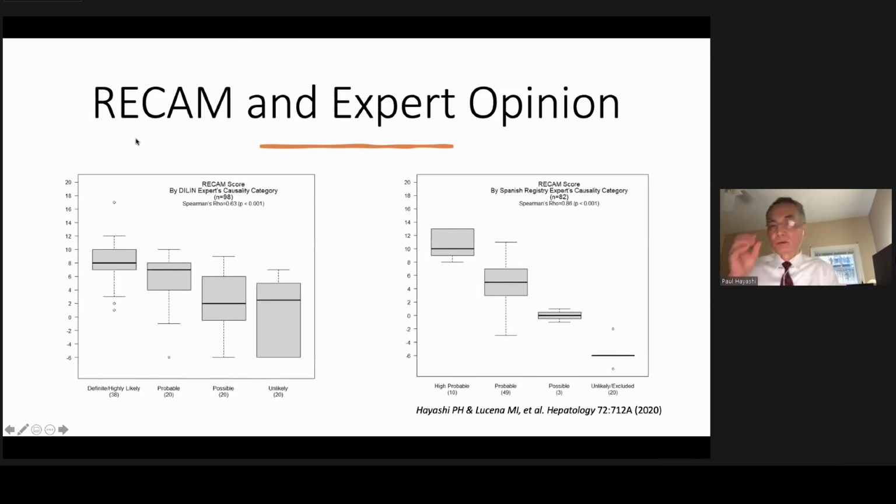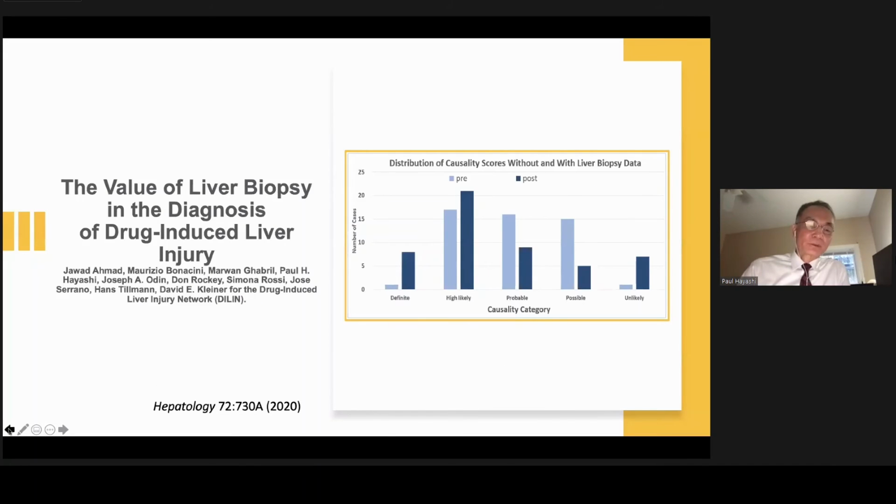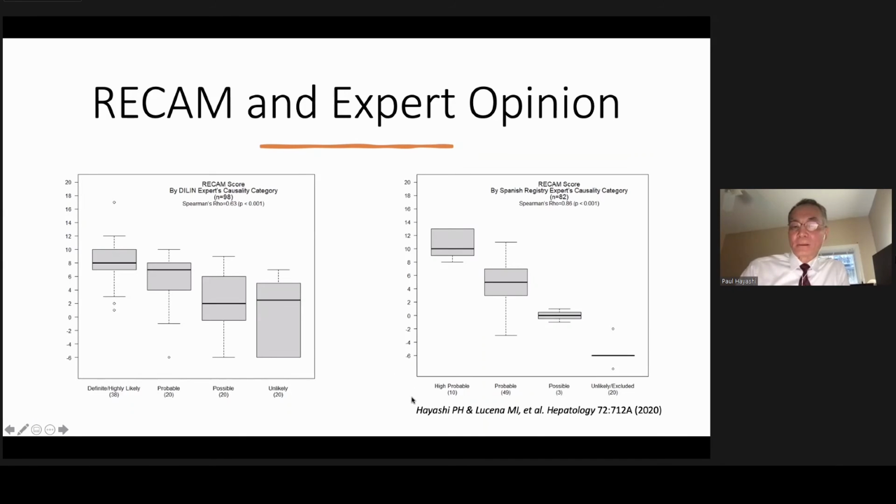So how did we do? So these are the two, the DILI group and the Spanish group. I'll focus on the right because it looks better, and I'll explain the left. Again, these are the, I'm sorry, I have a touchy pad. These are the expert opinions along here: unlikely, possible, probable, highly probable. And they separated quite well based on the RUCAM score. The DILI didn't separate quite well, especially over here with the unlikelies.